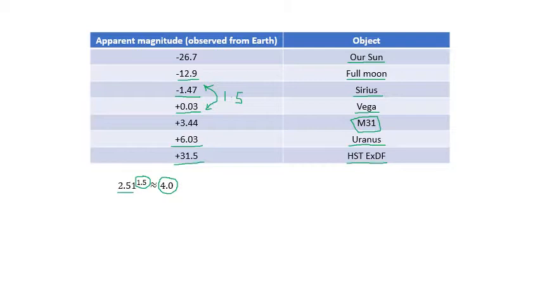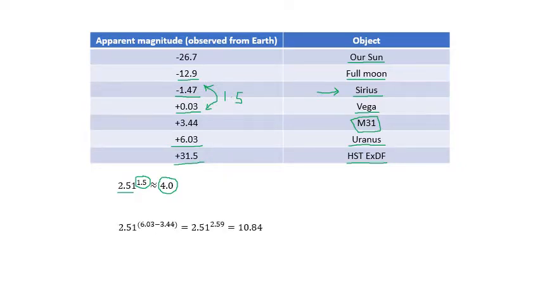Now you'll notice that we've subtracted them to get 1.5, and then we've made sure to interpret that difference correctly by saying that Sirius has the smaller value of magnitude, and therefore it is the brighter object.